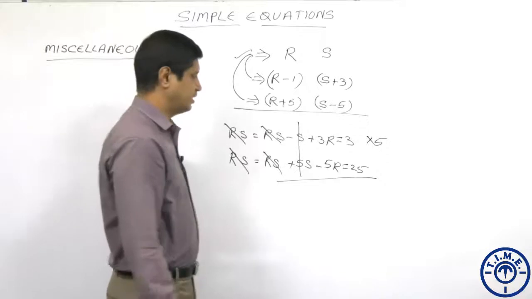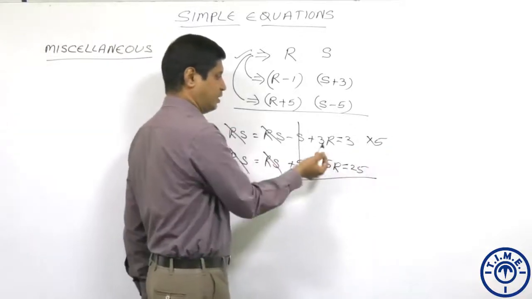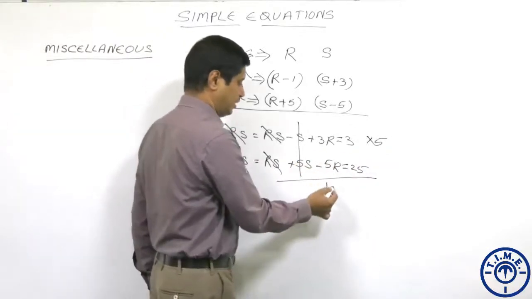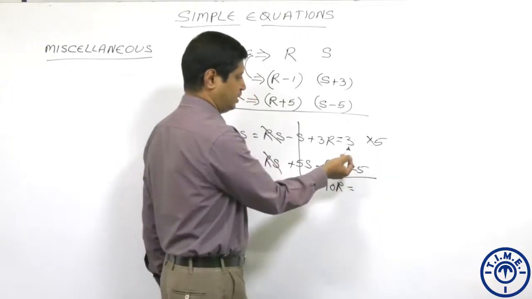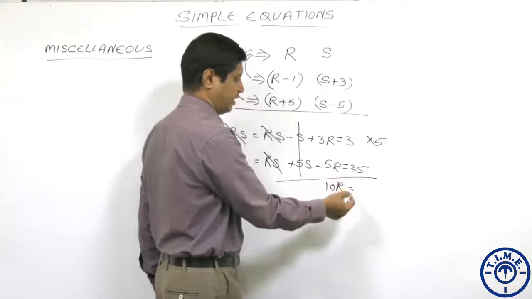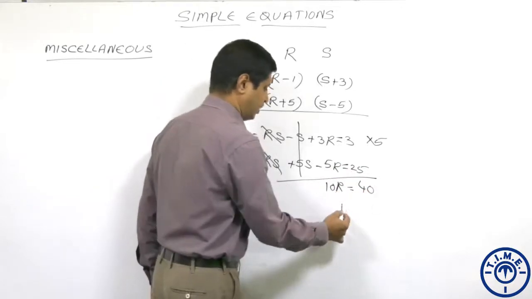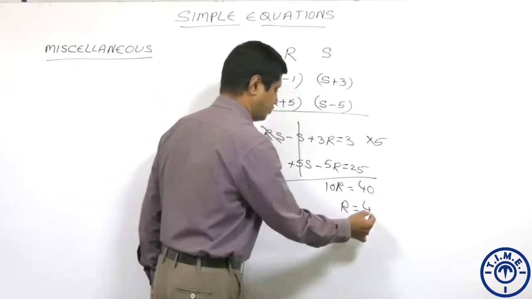S gets cancelled. What is the remaining? Now 5 into 3, 15, minus 5, it is 10R. 10R is equal to, now 15 plus 25, it is 40. What is the result? R is equal to 4.